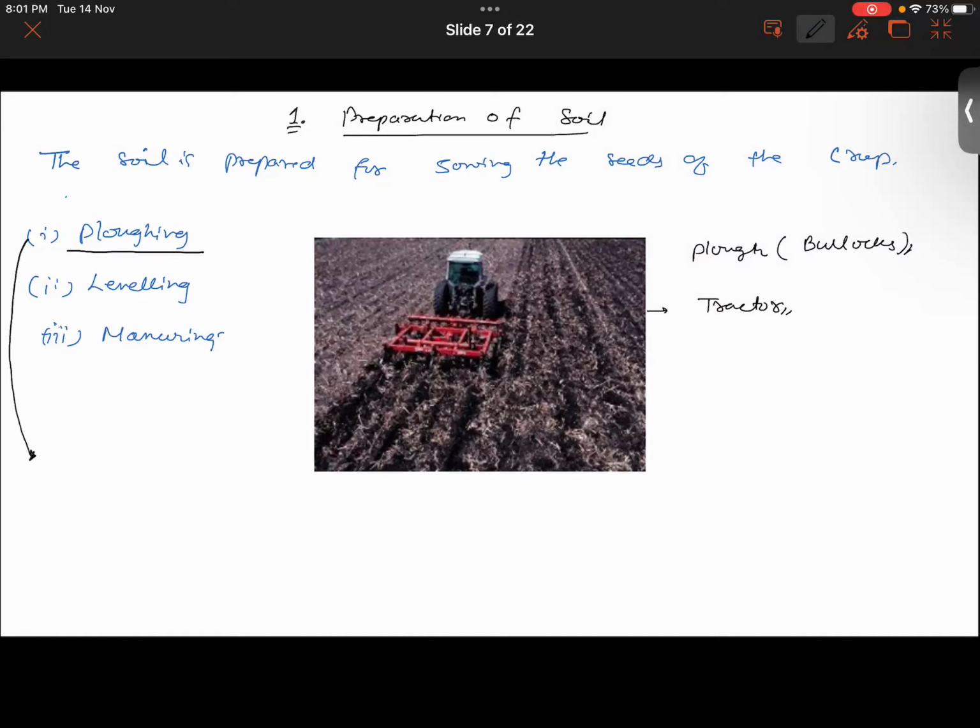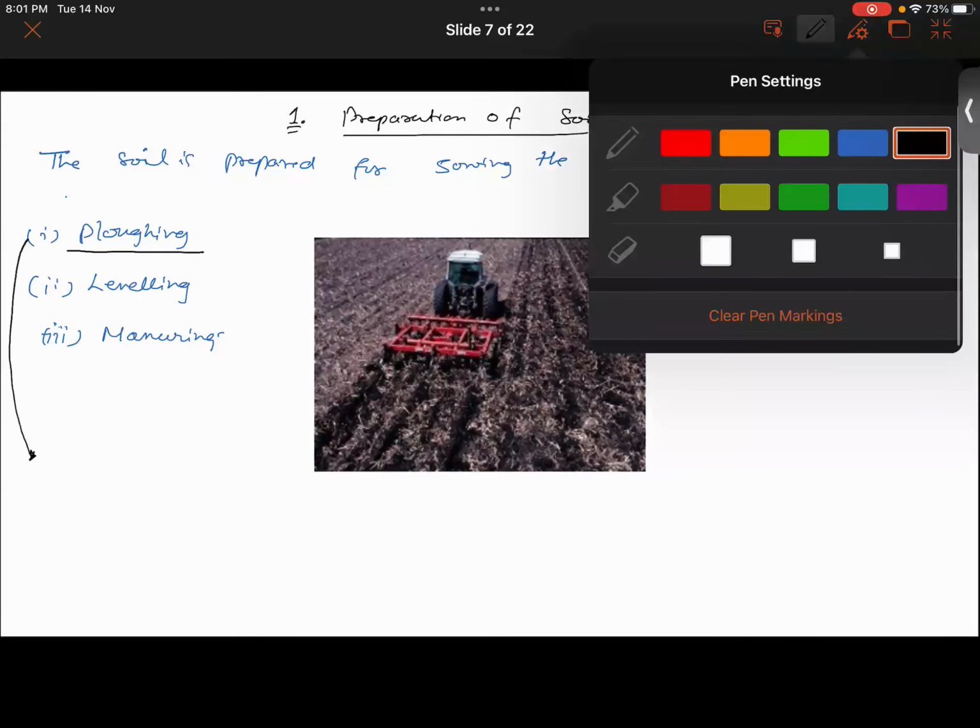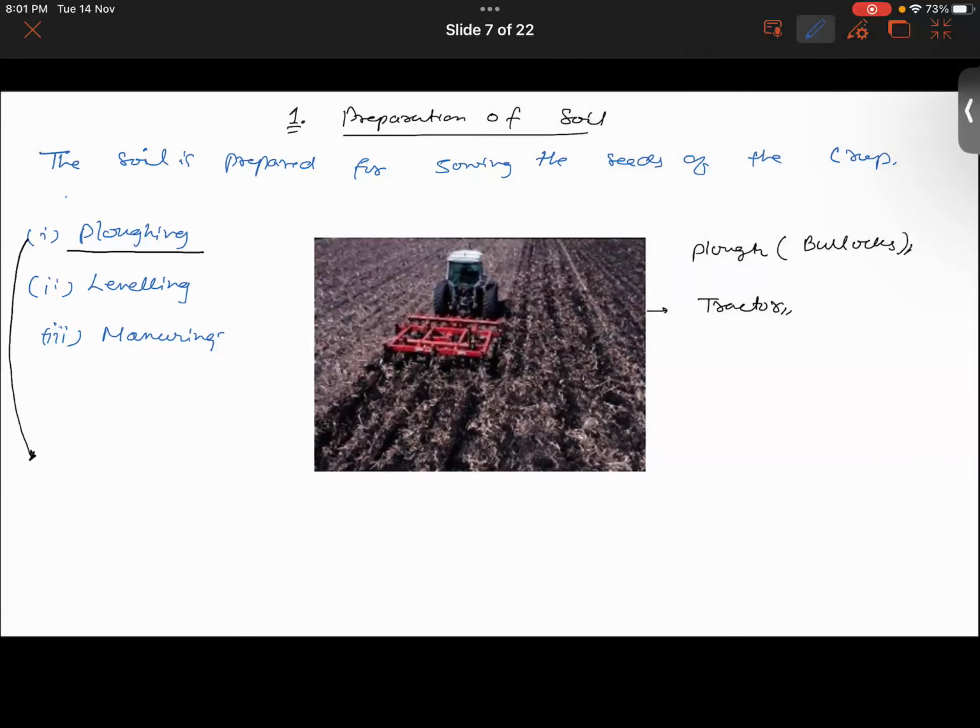Moz, you are able to relate with the concepts. I hope these are very simple things. Yes, sir. And I think every one of us, at least our parents, come from an agricultural background. If not our parents, our grandparents. Yes, right, sir. So we all have been to villages, so we can relate with the concepts over here. So ploughing hum kise kehte hain?